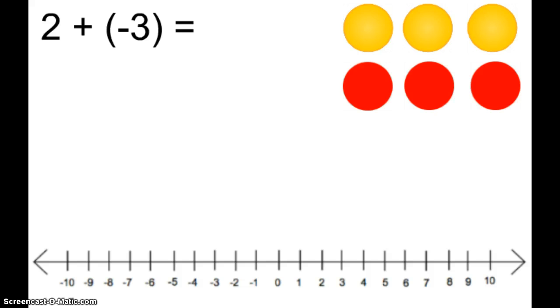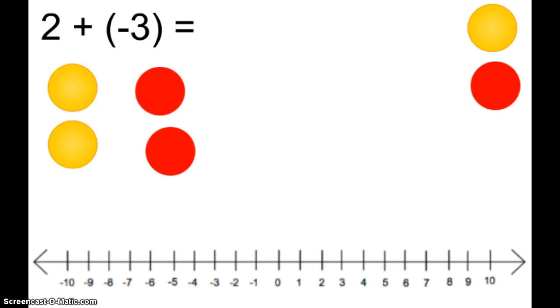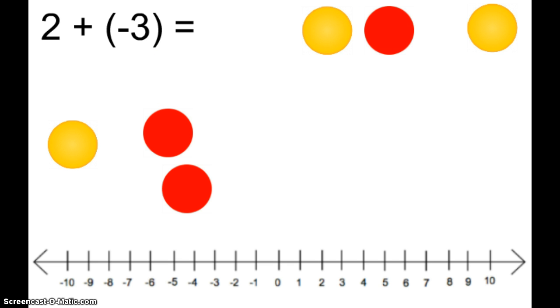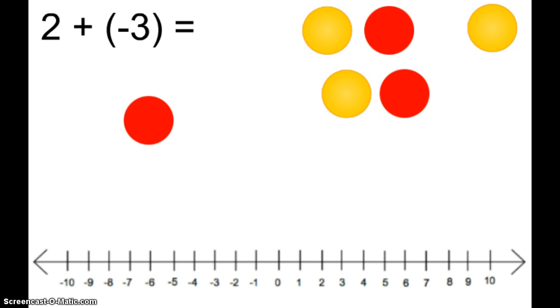All right, what if we have a negative and a positive together? So now I've got 2 positives, and then I have 3 negatives. So what happens, remember, when you have positives and negatives together? So these guys get together and they zero out. Remember, that's a 0 pair. So these guys are a 0 pair. So what am I left with? I'm left with 1 negative. So my final answer is negative 1.